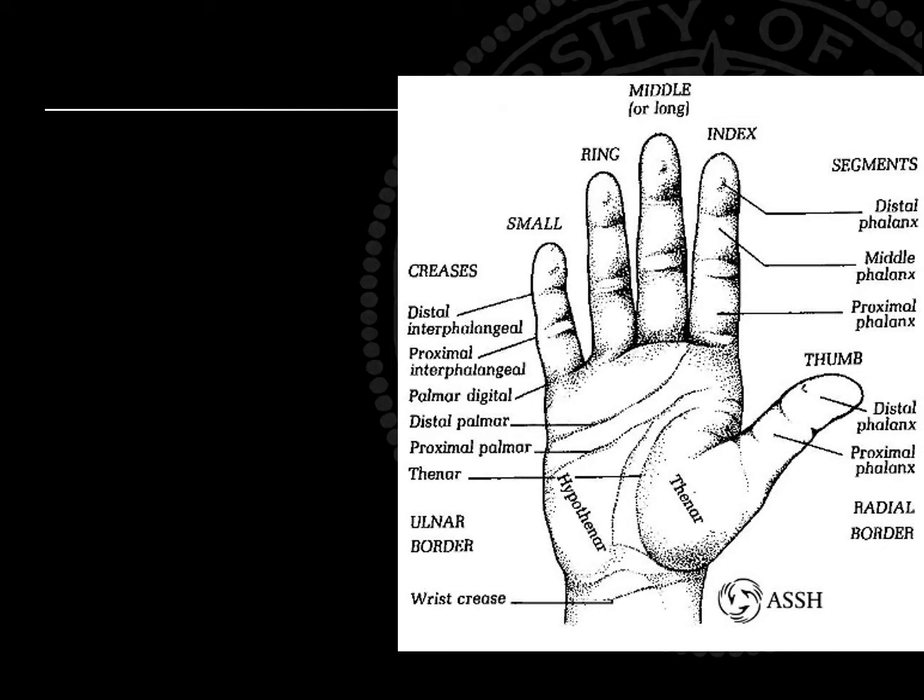And if you look at your volar hand, there are a lot of creases there. And you're talking about them relative to the DIP, PIP, and then the proximal digital crease. And then the distal palmar crease is probably the most important in the palm that we talk about. And then you have your thenar and hypothenar creases, as well as wrist creases. So those are three creases that you really should know about when you're looking at your hand.